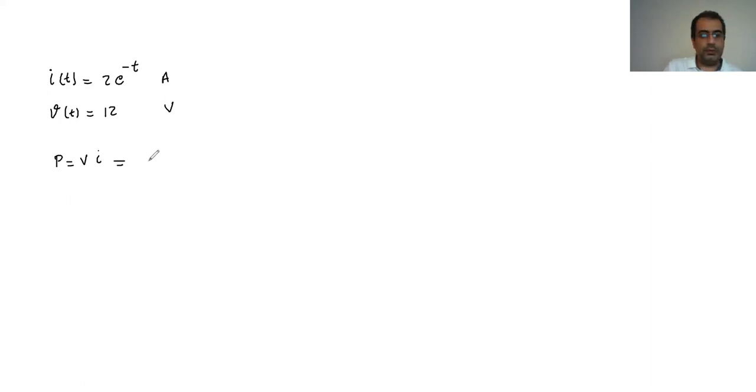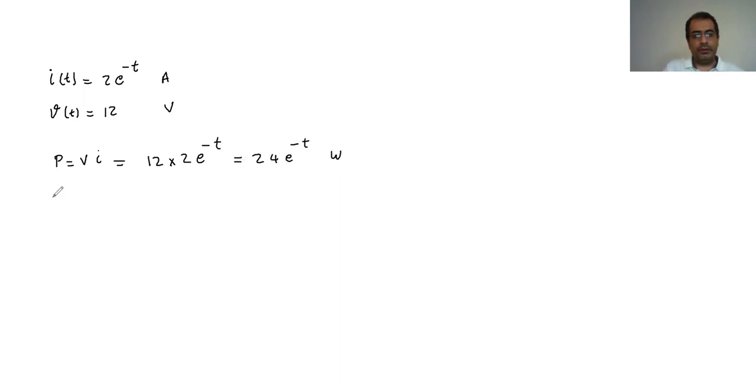And then we do that, so you have the 12 times 2 e to the negative t. So you have 24 e to the negative t watts. So this is the P.